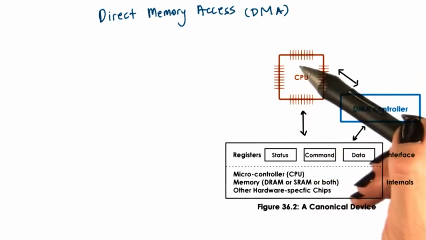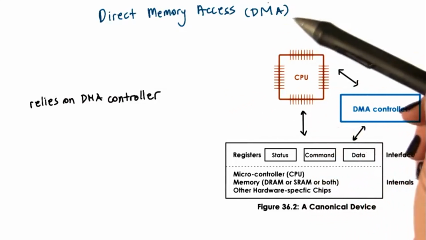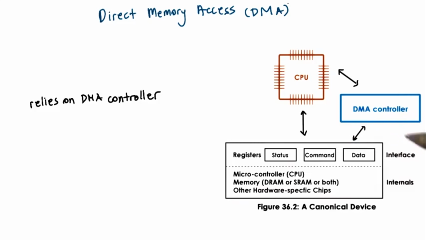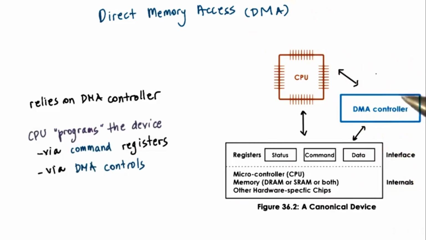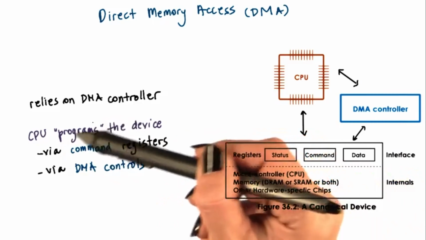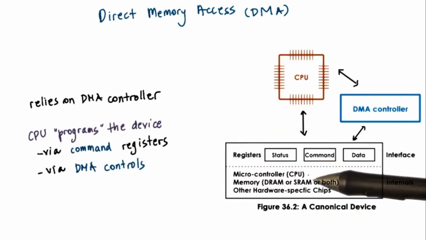An alternative to programmed I/O is to use DMA-supported devices. DMA stands for Direct Memory Access, and it is a technique that relies on special hardware support in the form of a DMA controller. For devices that have DMA support, the way the CPU interacts with them is that it would still write commands in the command registers on the device.